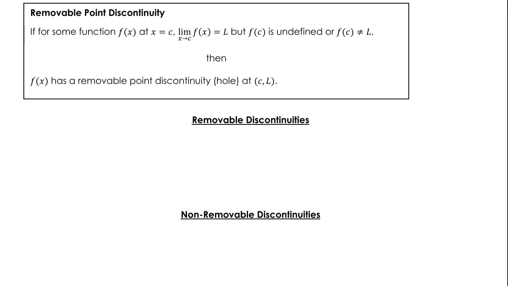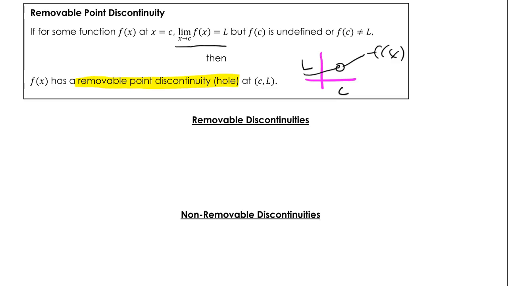Okay, so what this idea in the box is saying is, if you have this function, and they're saying as x approaches c, we get L. But it goes on to say that f of c is undefined, or f of c is not equal to L. So if this is f, do you see I have right here, I have f of c undefined? So it's saying if the left and the right limit meet up, that's what it means by the limit existing, but the point is undefined, then what we have is a removable point discontinuity, also known as a hole.